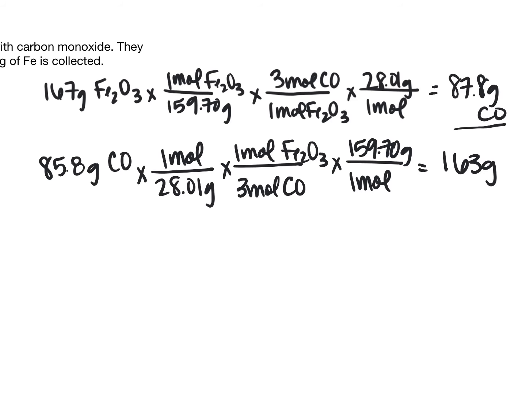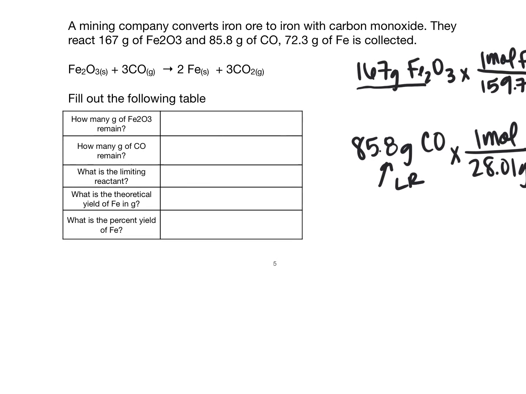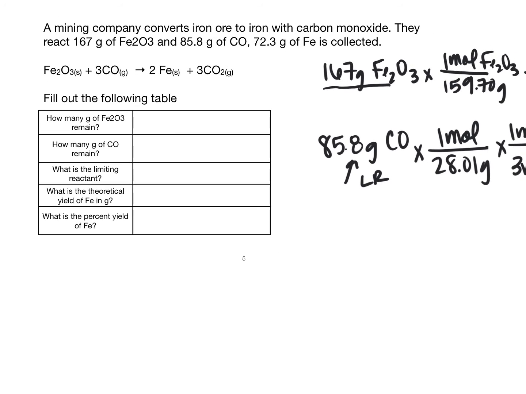So if we have 167 grams of Fe2O3, and we need 163 grams of Fe2O3 to use up all of the carbon monoxide, this is our limiting reactant. So now let's go look back at our table. So the limiting reactant is CO, or carbon monoxide.